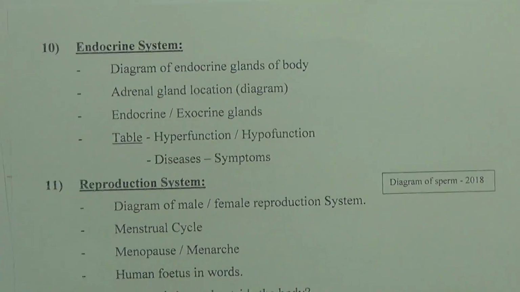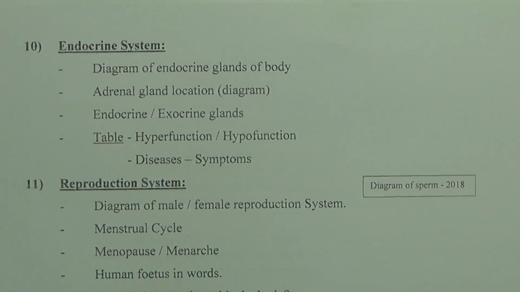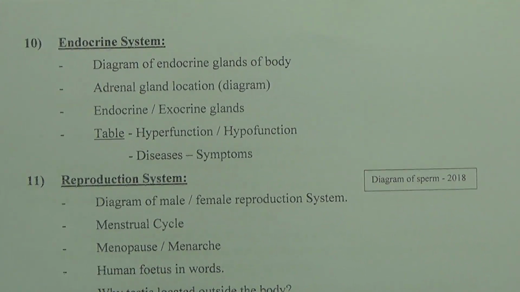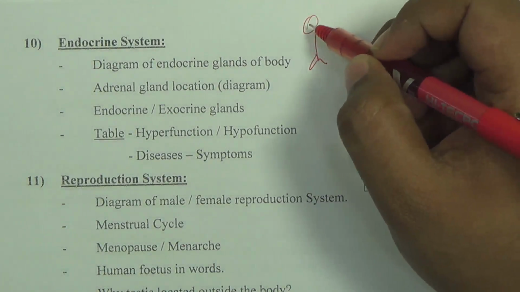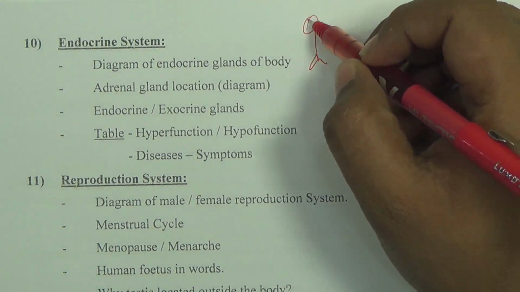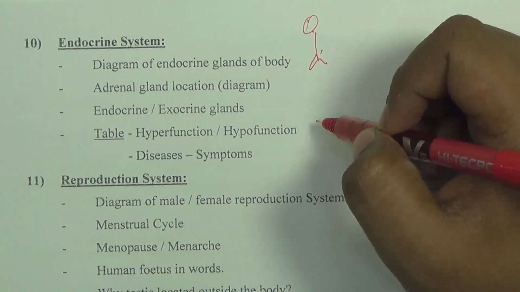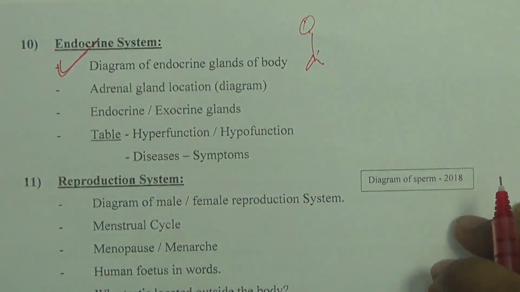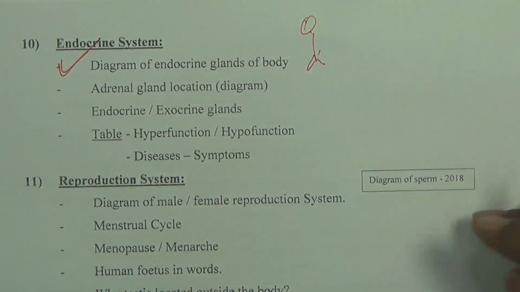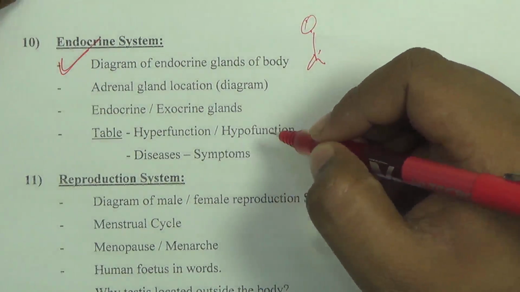From the endocrine system. See, the endocrine system is a very small chapter, but every year almost 5 to 6 marks questions come from here. Very simple. They might give you an entire diagram of the body in which the different endocrine glands are shown. You have to identify where is the pituitary gland, where is the adrenal gland, where is the thyroid gland. So that total-picture diagram they can give you, and they might ask you to locate the glands, their functions, etc.